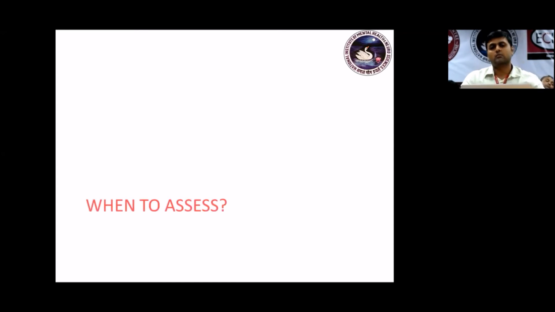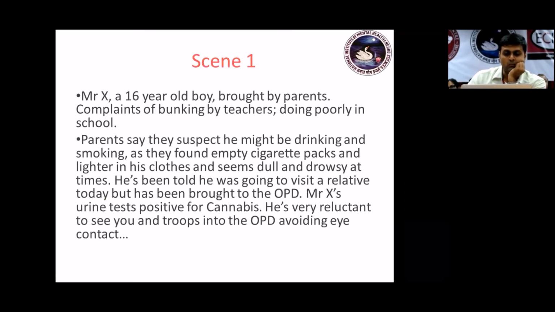Okay, there are three scenarios which I would like to push in. For want of time, I myself will think about what needs to be done in the three scenarios. Mr. X, a 16-year-old boy, brought by parents, complaints of bunking by teachers, doing poorly in school. Parents say that they suspect he might be drinking and smoking, as they found empty cigarette packs and a lighter in his clothes, and he seems dull and drowsy at times. He has been told he was going to visit a relative today, but has been brought to OPD.